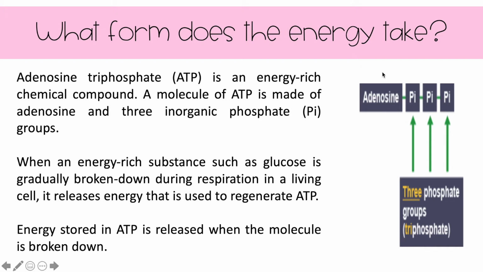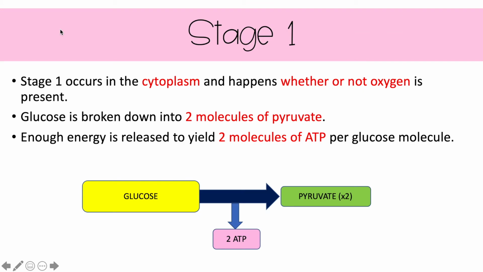The molecule of ATP is held together by bonds, and the final bond holding this end inorganic phosphate group can easily be broken and reformed. So when energy in the cell is required, this bond attaching the end inorganic phosphate is broken and that releases energy.